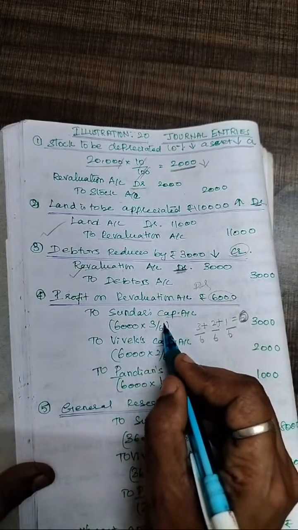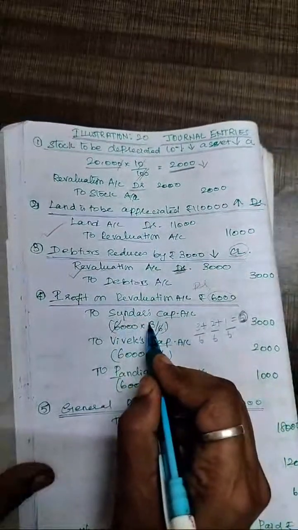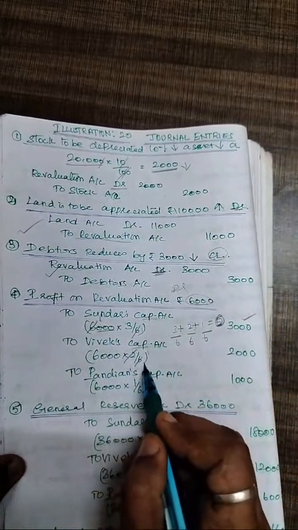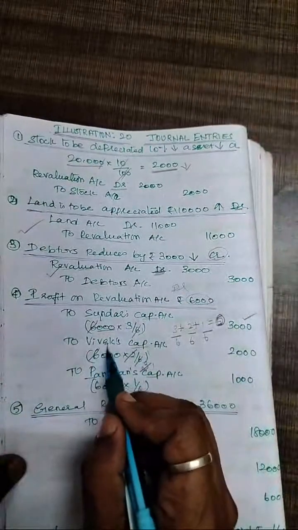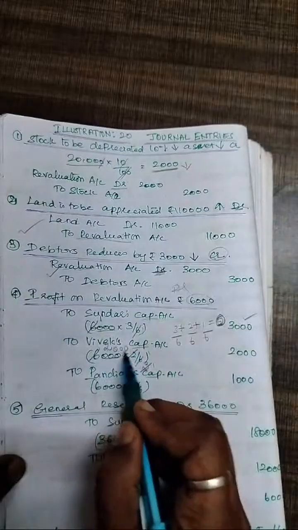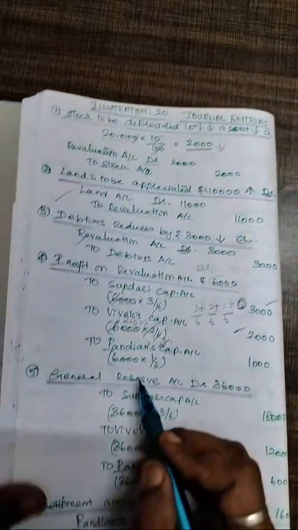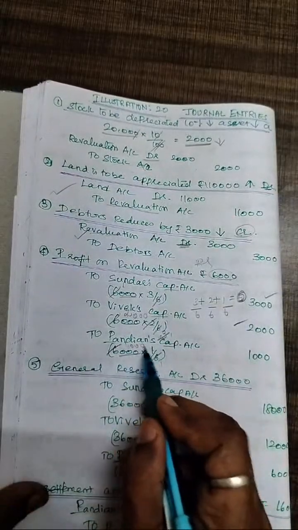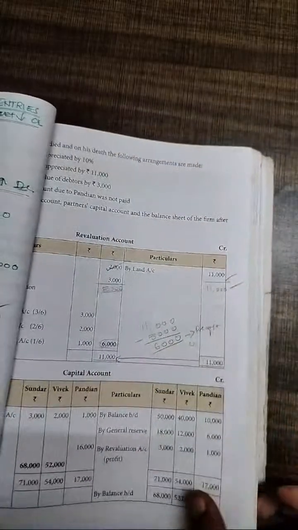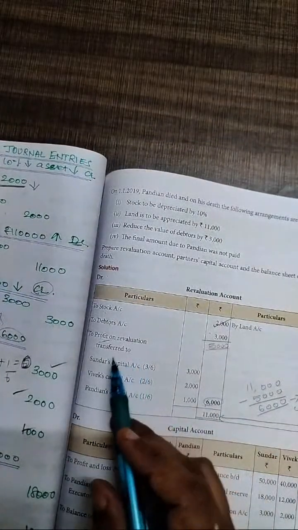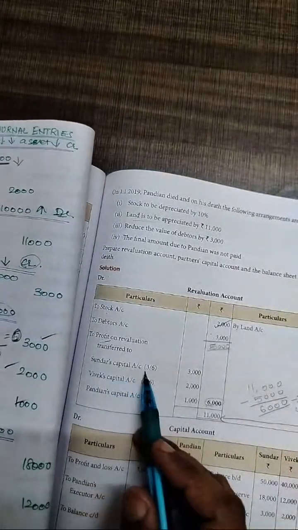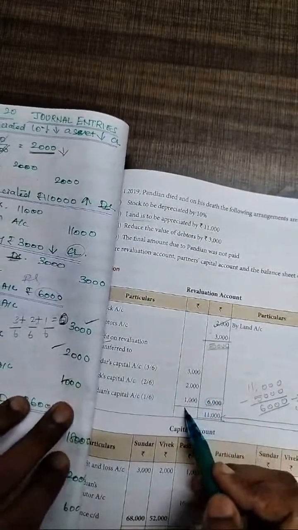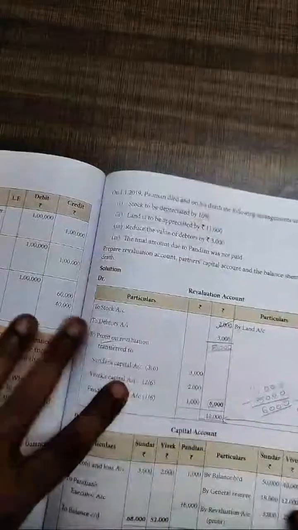Now we have to cancel it. Okay, 1 into 3 is 3, plus 1,000, 3,000 rupees. Then 2 ones are 2, 2 ones are 2,000 rupees, and 1 into 1 is 1,000 rupees. So we transferred the profit on revaluation account to the respective partners' capital accounts with their profit sharing ratio. Accordingly, 3,000, 2,000 and 1,000 rupees entered. So we prepared the revaluation account.